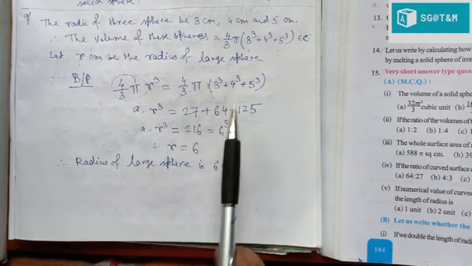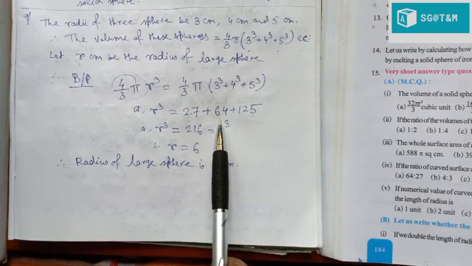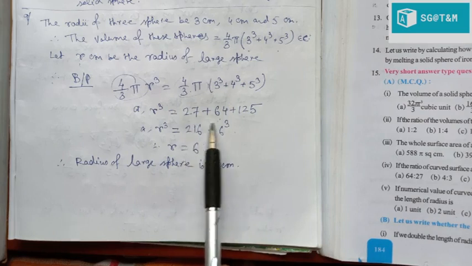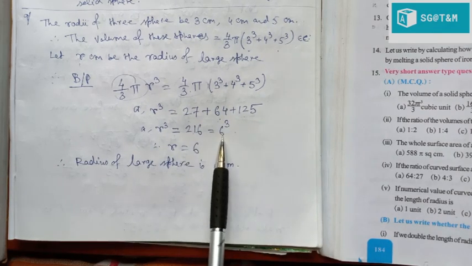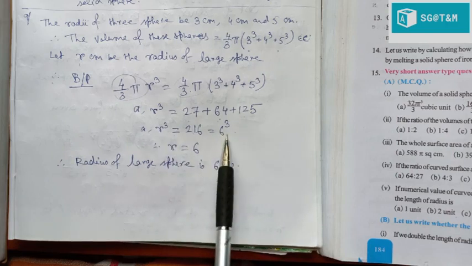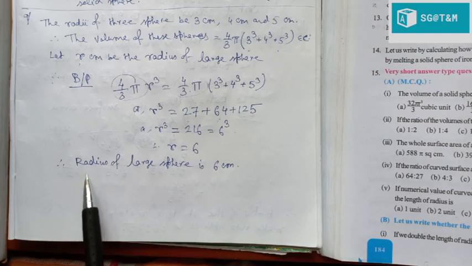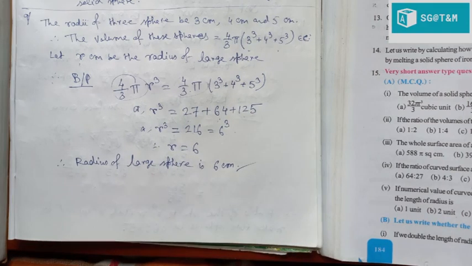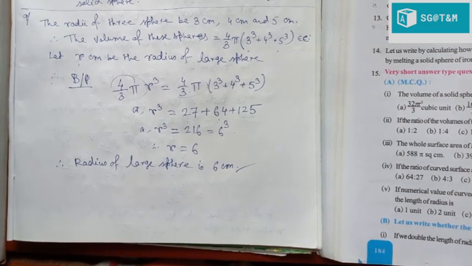So r cube is equal to 3 cube, which means 27, 4 cube means 64, and 5 cube means 125. If we add these three, we get 216. 216 is nothing but 6 cube. So r cube is equal to 6 cube. By the laws of indices we can conclude r is equal to 6. Therefore the radius of the large sphere is 6 centimeter. Okay, it is very easy.